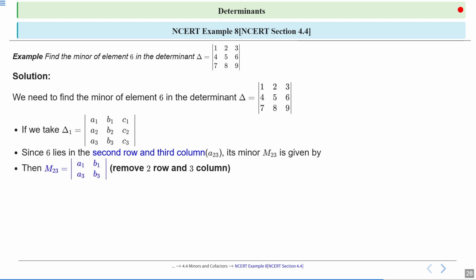The minor m23 is obtained by removing the second row and third column. So we get a matrix a1 b1 a3 b3, where a1 is 1, b1 is 2, a3 is 7, and b3 is 8. When we calculate the determinant of this, we get 8 minus 14, that is minus 6, and that is the minor of the element 6. So minor is related to a particular element of the determinant.